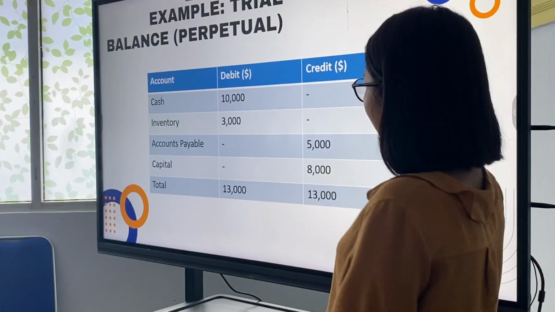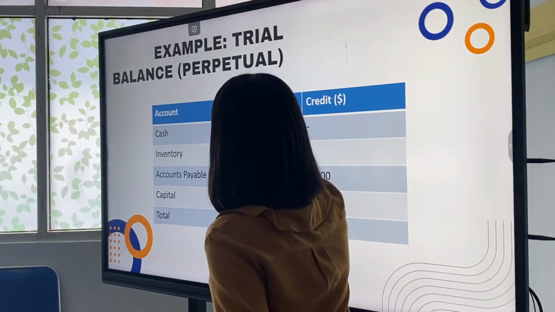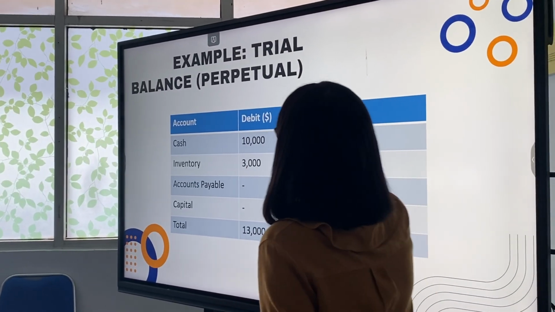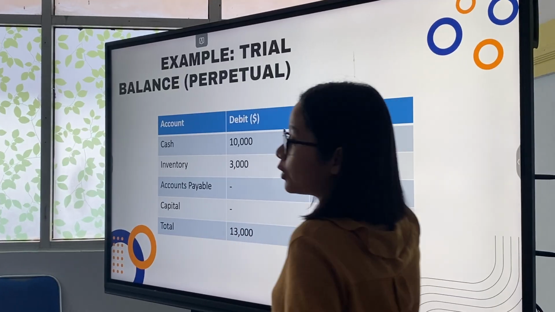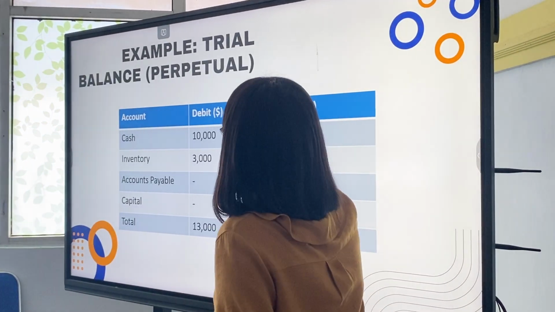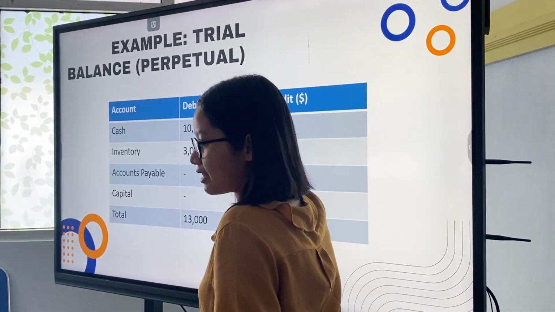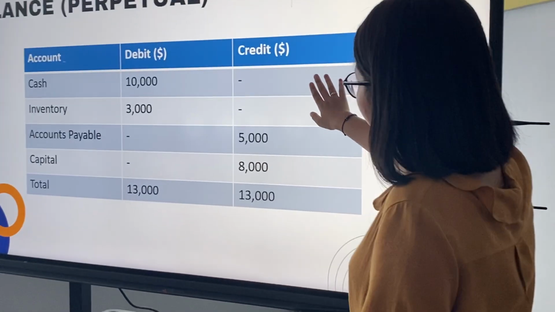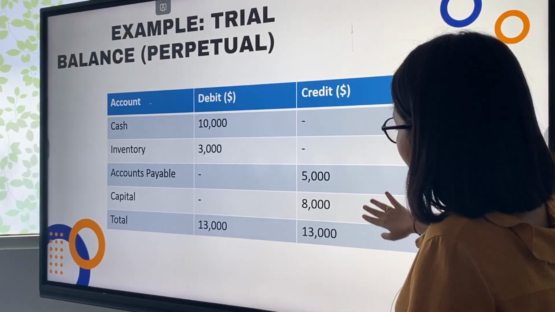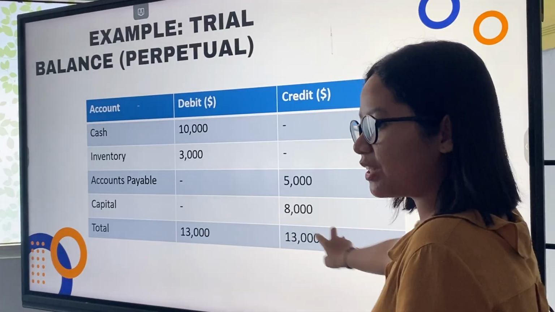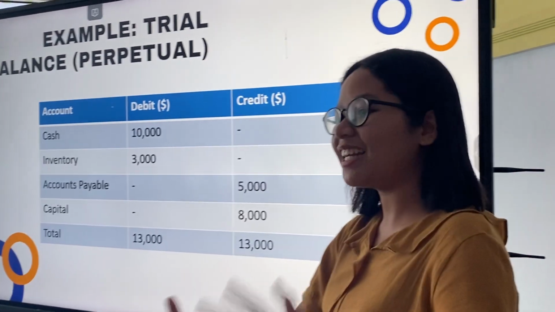Why do you think that this example is balanced? The example is balanced because if you look at these columns, if you add up the debit, you will get this, and if you add up the credit, you will get this. So it's balanced. You know what I mean? Thank you.